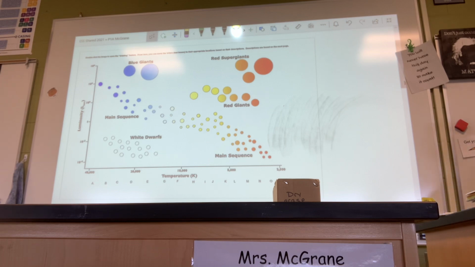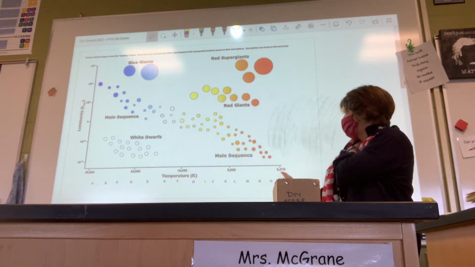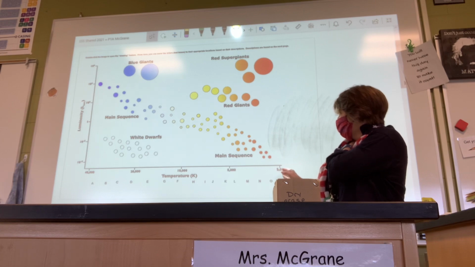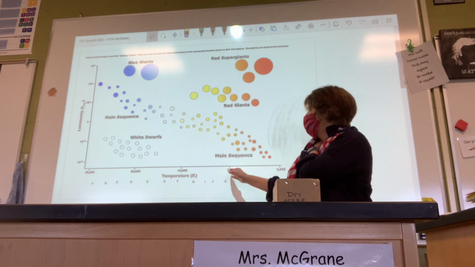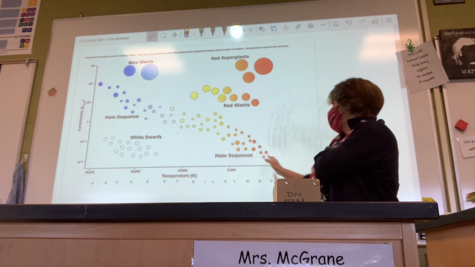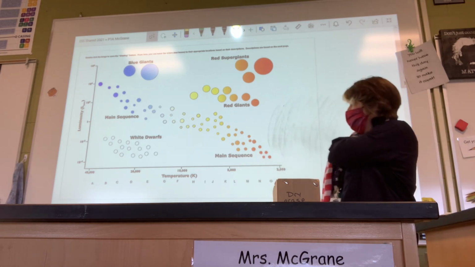The temperature here is a little bit easier to figure out because 2,500 is half of this. It kind of goes up. Just kind of try to divide them a little bit as best you can.